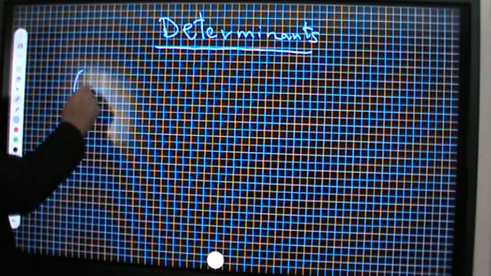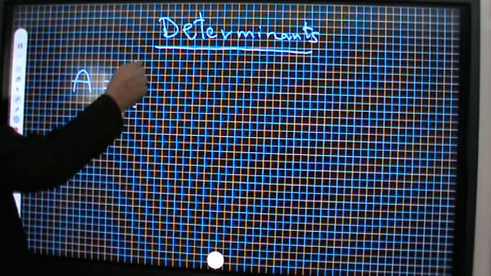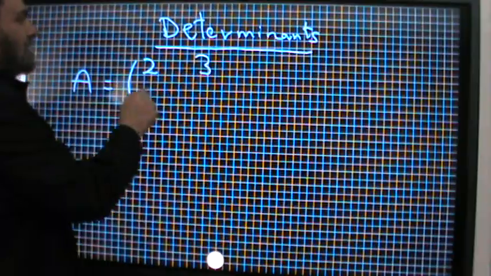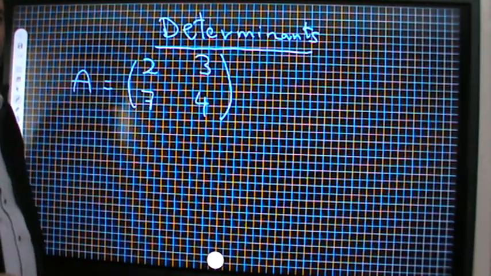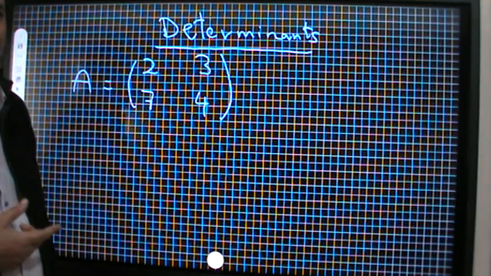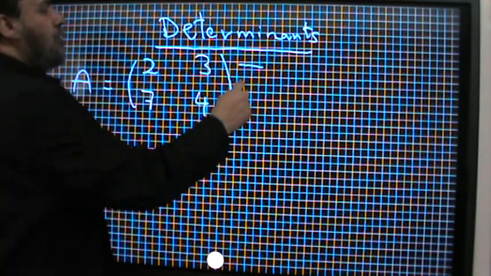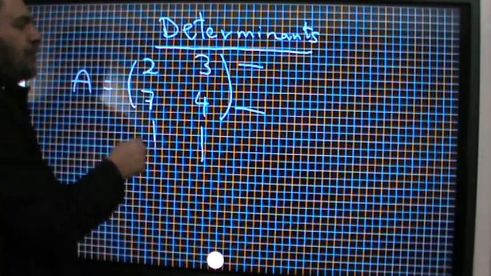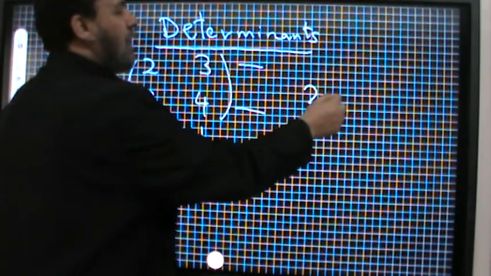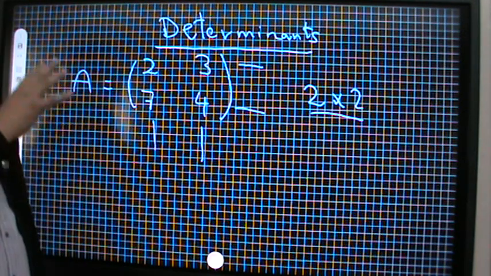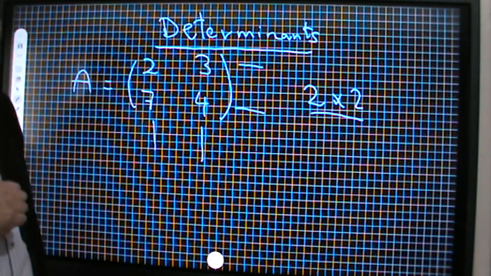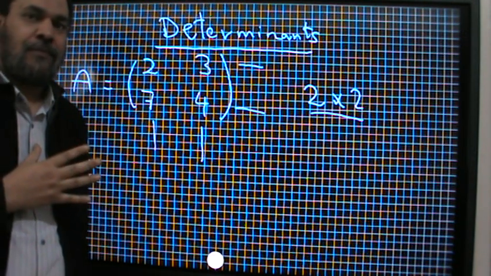You know that the matrix A equals 2, 3, 7, 4. This is called a square matrix. Why square matrix? Because the number of rows equals the number of columns. This is 2 times 2. Then this is a matrix of order 2 times 2, so this is a square matrix.